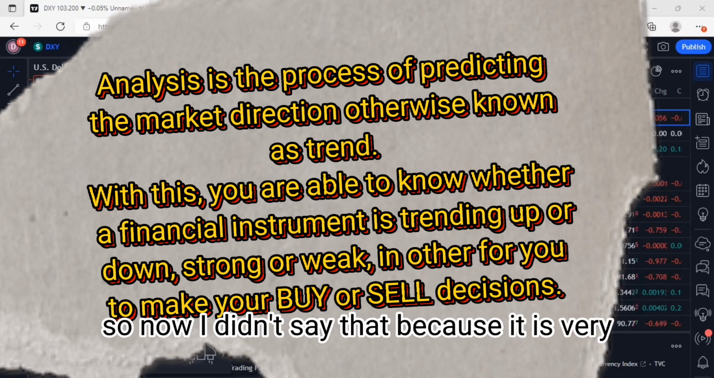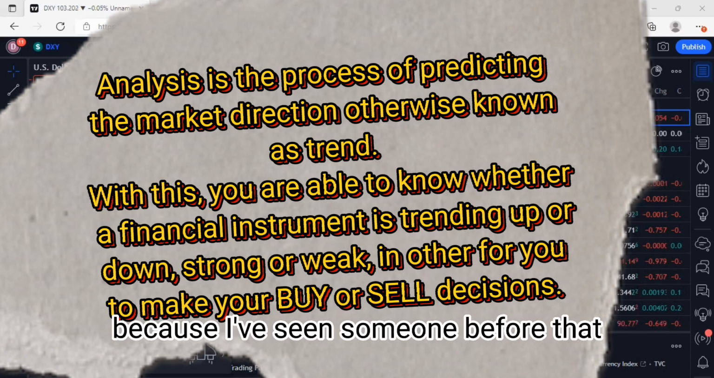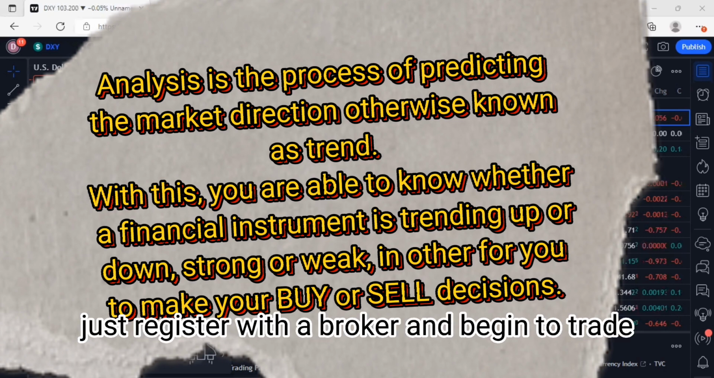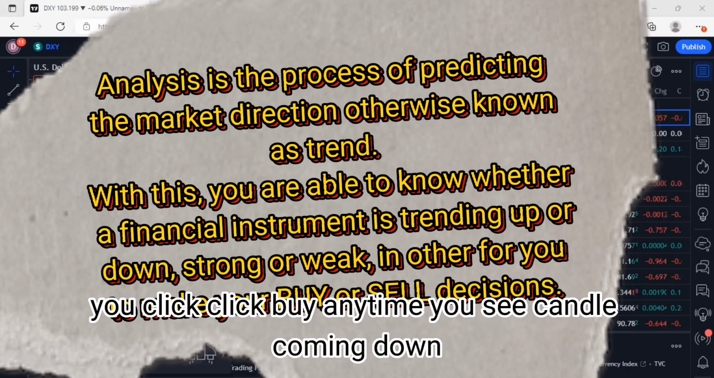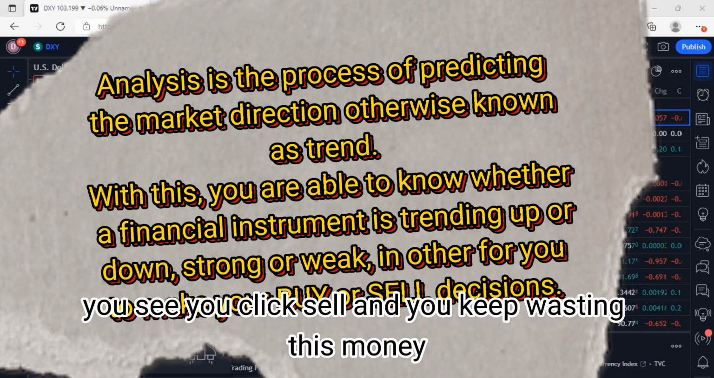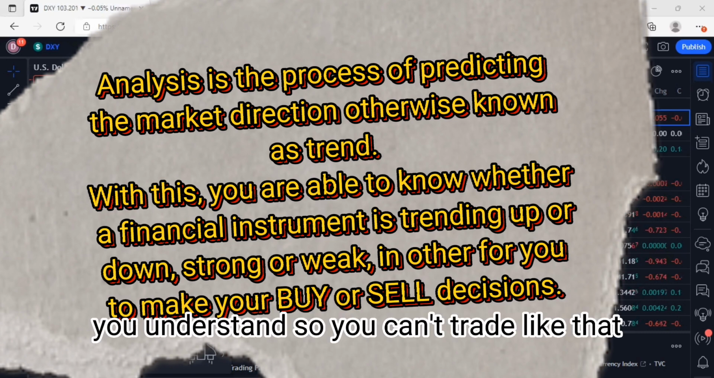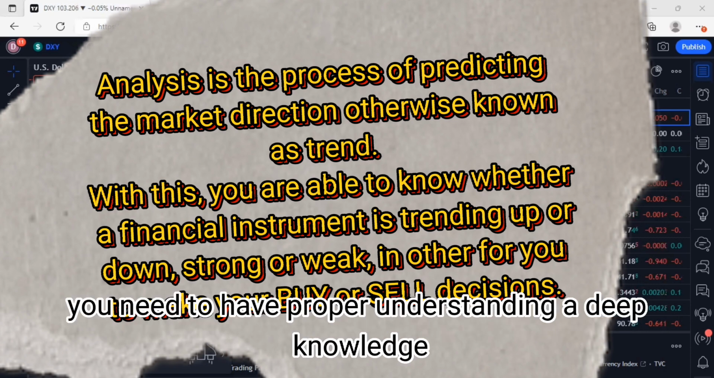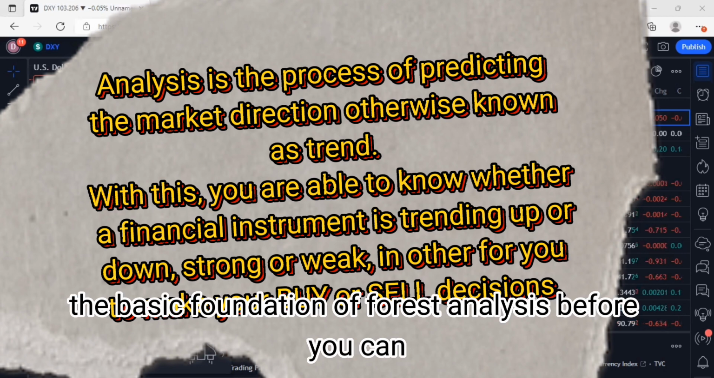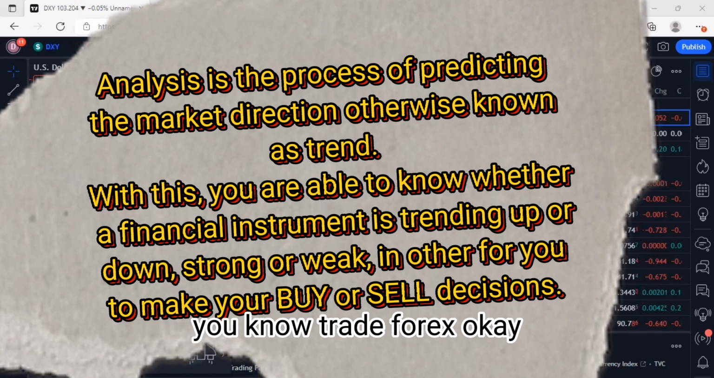So now, having said that, because it is very, very important that we know this, because I've seen someone before that just registered with a broker and began to trade. Anytime he saw a candle moving up, he clicked buy. Anytime he saw a candle coming down, he clicked sell, and he kept wasting his money. You understand? So you can't trade like that. You can't trade Forex market like that. You need to have proper understanding, a deep knowledge, the basic foundation of Forex analysis before you can trade Forex.